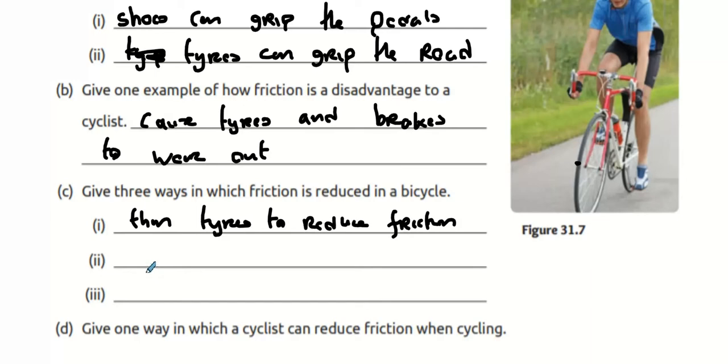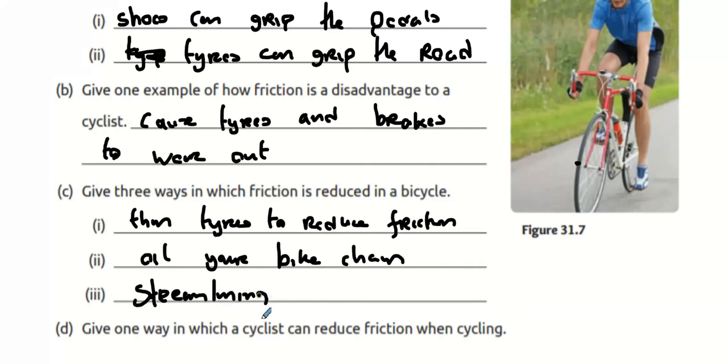You need to oil your bike chain. And finally, third thing, the bike could be streamlined. Some bikes are streamlined, you see them. Streamlining the bike can reduce air resistance or air friction. That's another way of doing it.